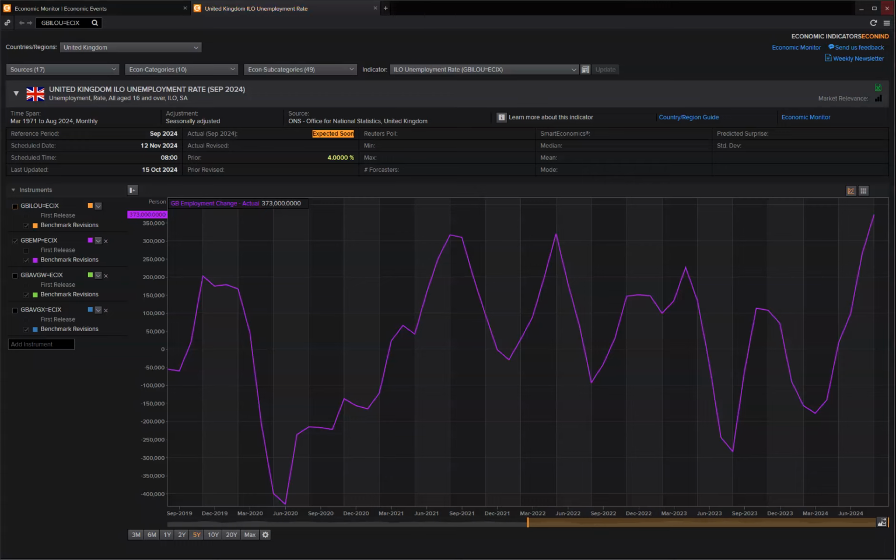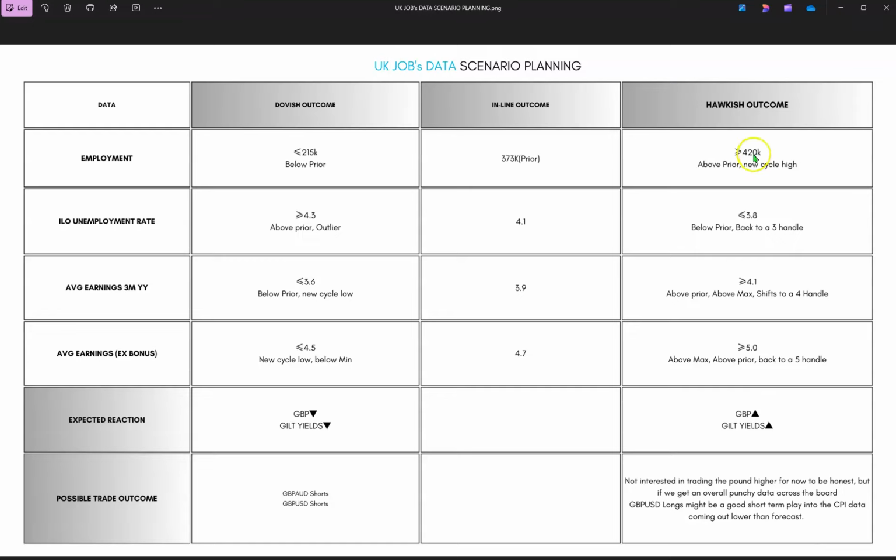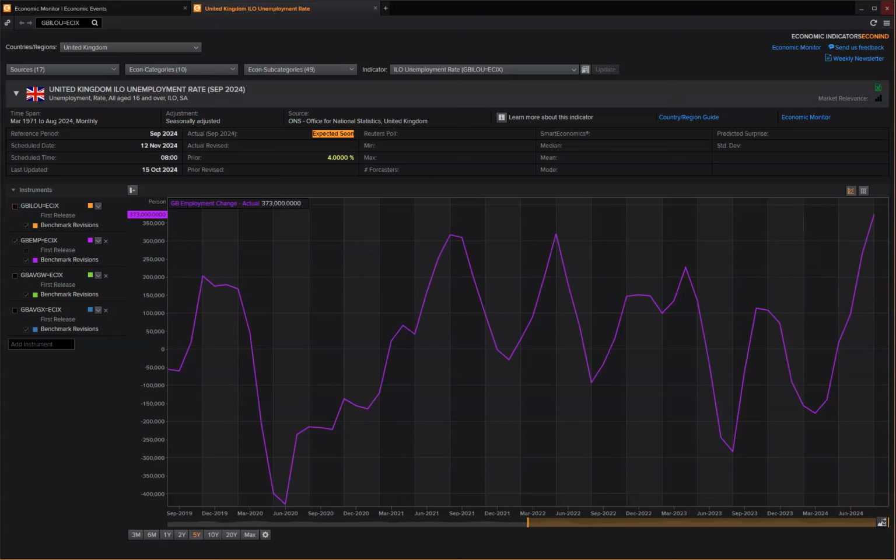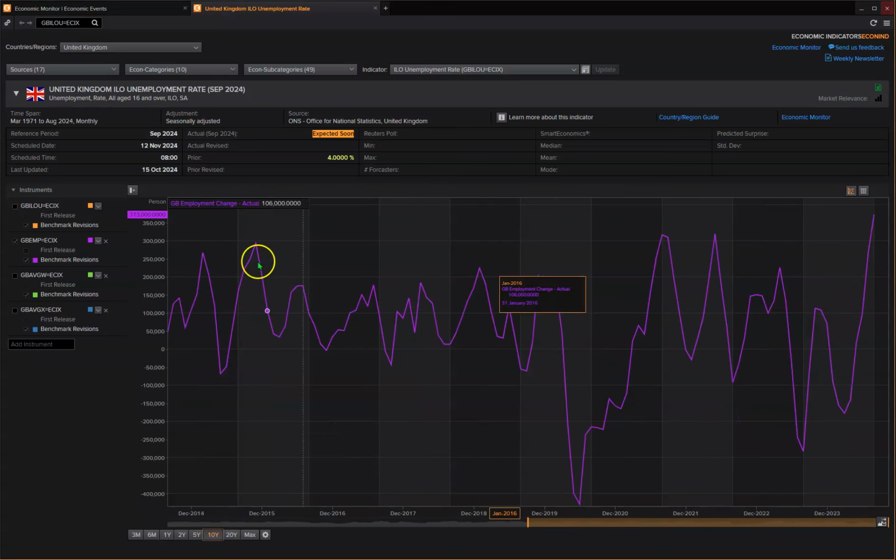And then for a hawkish outcome, I went with 422K. So something you guys need to note, I'm really not interested in trading the pound higher for this. So I want to look for something hawkish. I feel like 400K and above, 420K and above should just be able to do it. Obviously, if you take a look at the time series, anything above this 373K is going to be a new cycle high. We've not had this in the past. We've literally not gone higher than this.